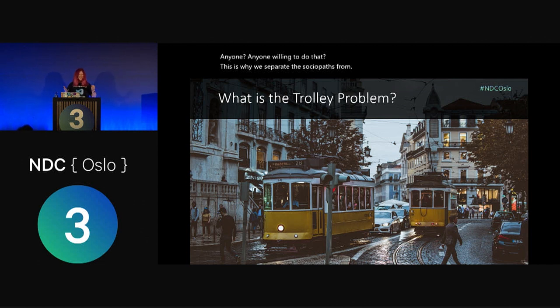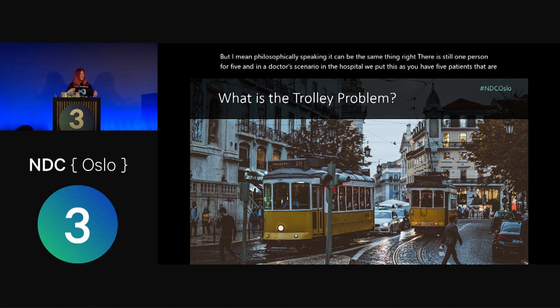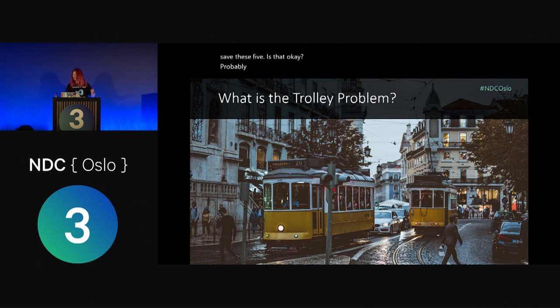But, I mean, philosophically speaking, it can be the same thing, right? There is still 1 person for 5. You know, and in a doctor scenario in the hospital, we put this as you have 5 patients that are dying. 1 healthy person walks in off the street. We could take that 1 person's organs and save these 5. You know, is that okay? Probably not. I shouldn't be saying probably.